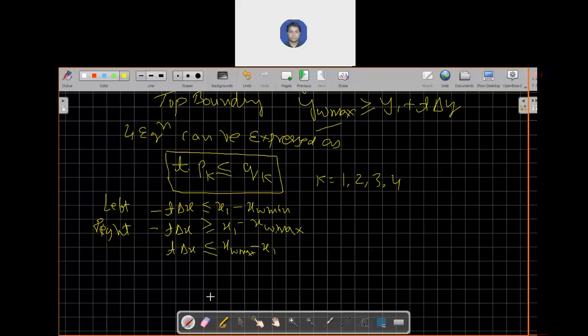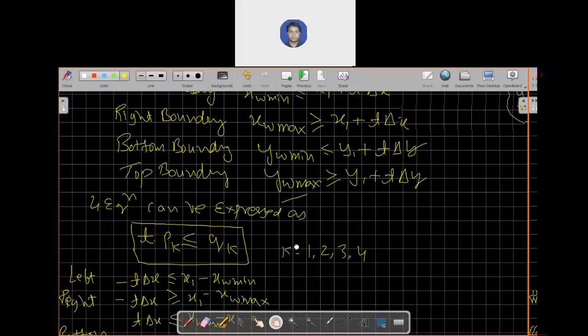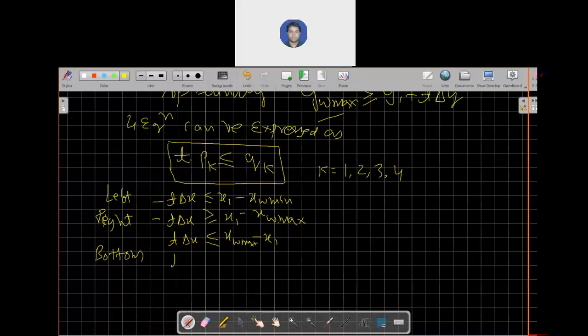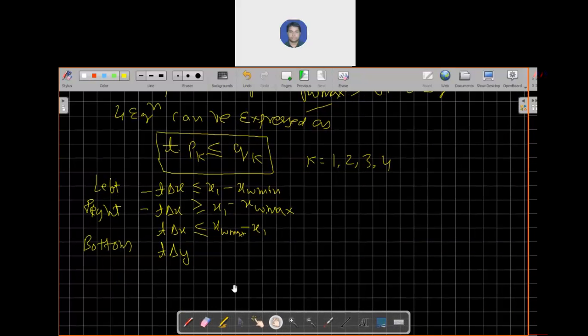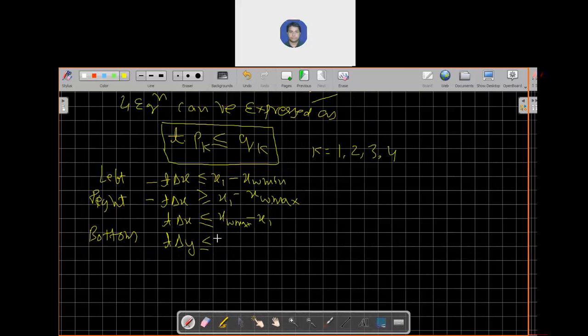Third, for the bottom boundary. Now the bottom boundary, this is the equation. Transform this term into the left side and the other terms into the right-hand side. So it will be t delta y, and check which sign is there: less than or equal to y1 minus yw min. It is in the same form.